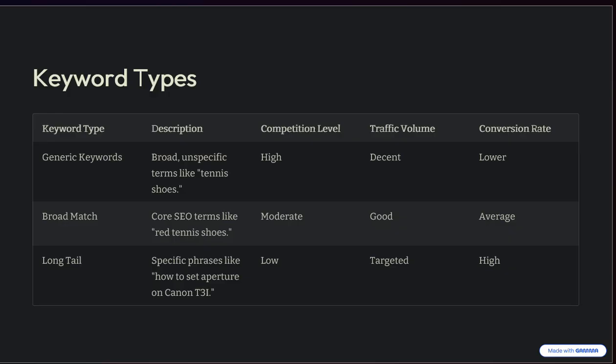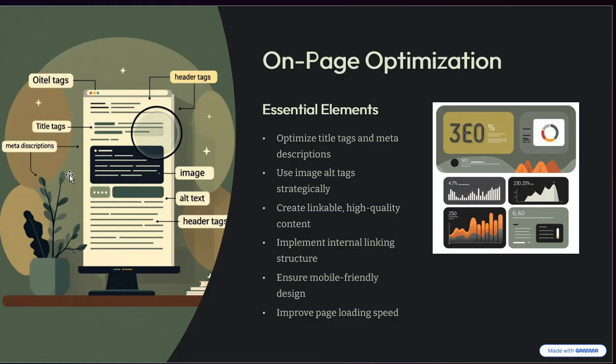Then the next section is on-page optimization. Once you have your keywords, it's time for on-page optimization. There are title tags. The title tags should always include the primary keyword. There's metadata, the meta description, and the alt tags for the images. These help both the search engine and users to understand your page. The content should be high quality and it should be linkable. It should be well structured and written for a real audience, not just for the bots.